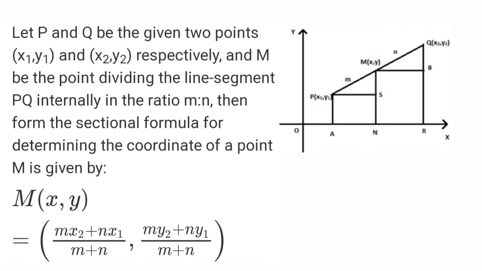Let P and Q be the given 2 points, and their coordinates are x1 and y1. Means the coordinate of P is (x1, y1) and the coordinate of Q is (x2, y2), right students? M is the point dividing the line segment PQ internally.